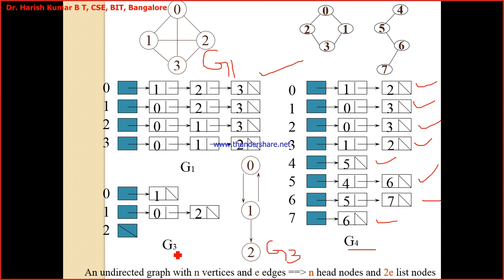So if I take an undirected graph with n vertices and e edges, I need n head nodes. So what you can see is that this was an undirected graph, and how many header nodes were there? The number of header nodes is equal to the number of nodes inside the undirected graph. And now how many list nodes are required? 2e list nodes, where e is the number of edges. Now in this, how many edges are there? 1, 2, 3, 4, 5, 6 edges are there.